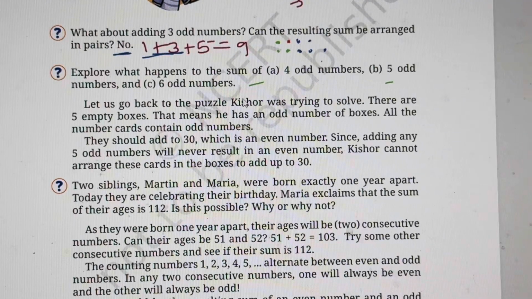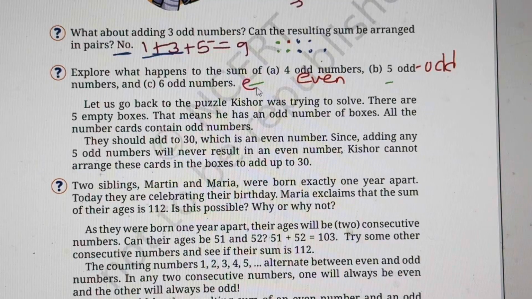So with examples, I hope you have understood now what happens to the sum of 4 odd numbers. 4 odd numbers means it will be even. 5 odd numbers, it will be odd, always odd. And 6 odd numbers, the answer will always be even, right? What do you need to remember? If an even number of odd numbers are there, the answer will be even. If an odd number of odd numbers are there, the answer will be odd.